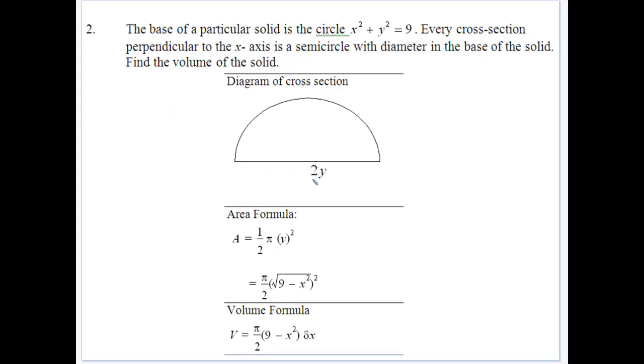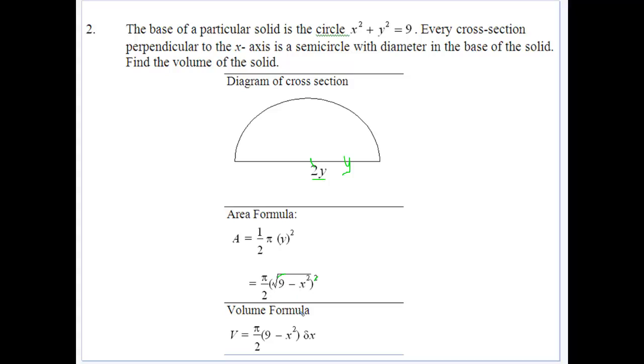So to get our diameter is 2y, but our radius would be just y. And the area formula for that semicircle would be half pi times y squared. And again, y squared would be the 9 minus x squared. So the square root of 9 minus x squared all squared gets us to cancel.